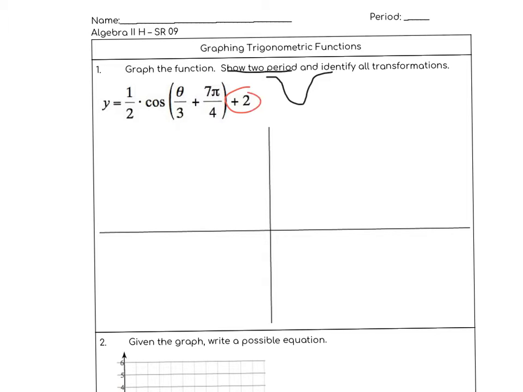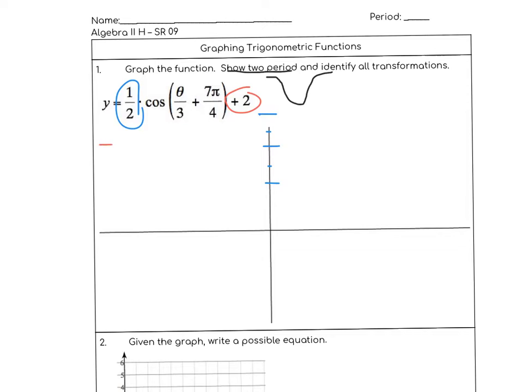I see my constant being added here, so my midline is going to be 2. Alright, 1, 2. I also noticed that my amplitude is going to be a half, so I'm going to make those spaces a little bit farther apart so I have more room. So here would be 1, 2, 3. And then if I do halves, we're looking at like there and there.